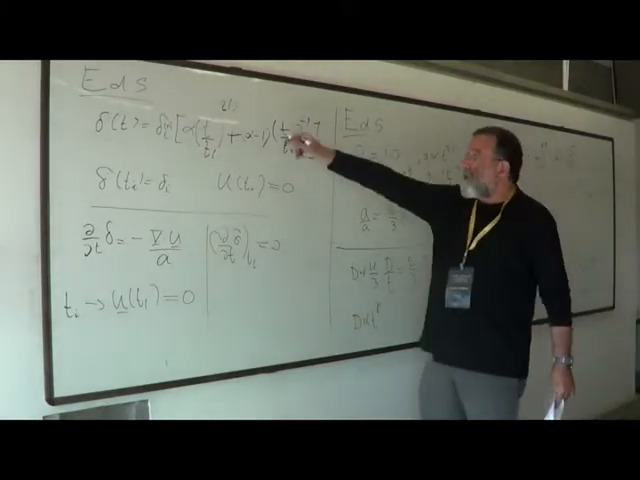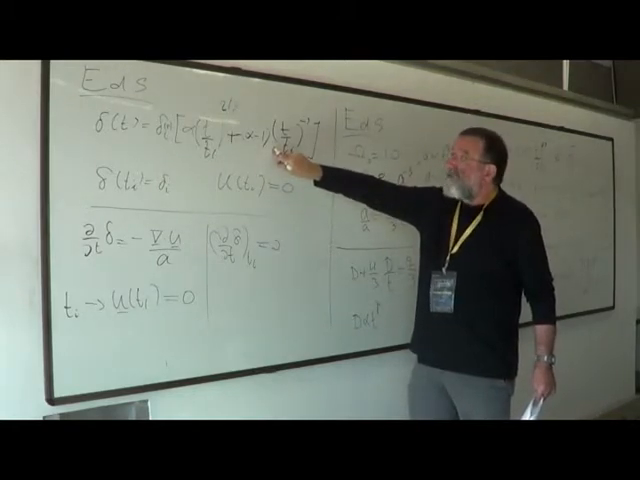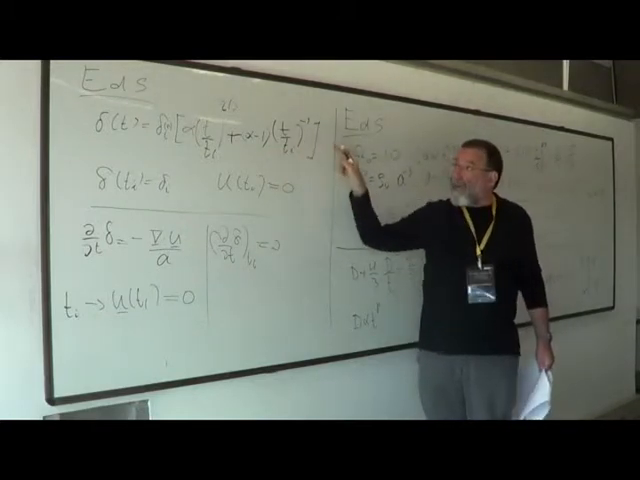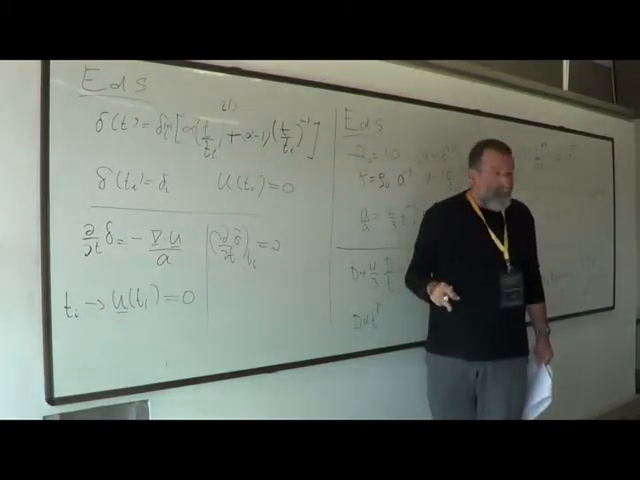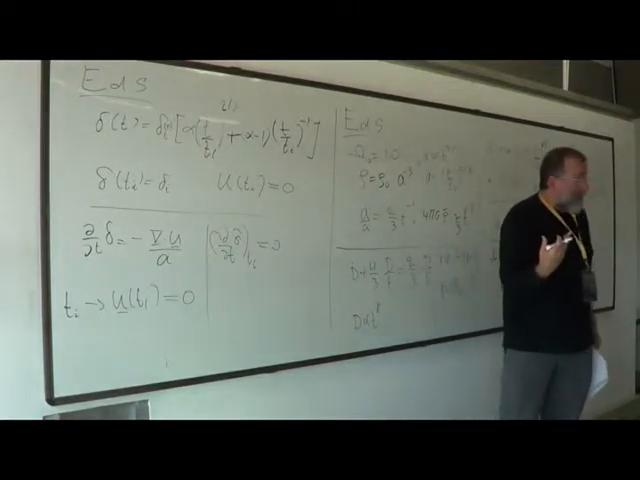So let me take it. Let me differentiate this thing by time, evaluate it at t equals ti, and equate it to 0. Okay? It means that I have here an equation for alpha. Let me do it.